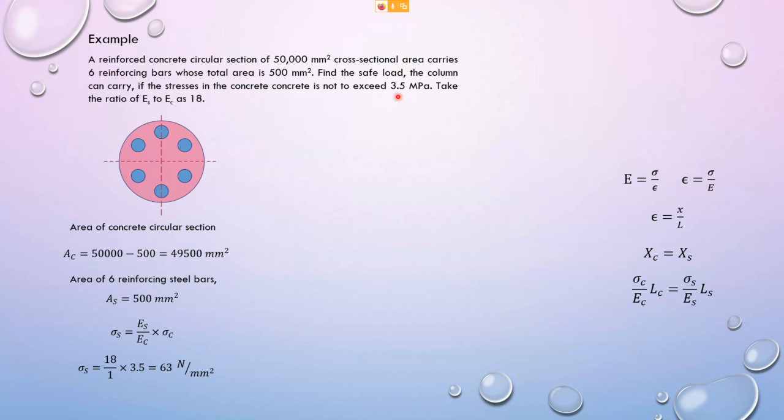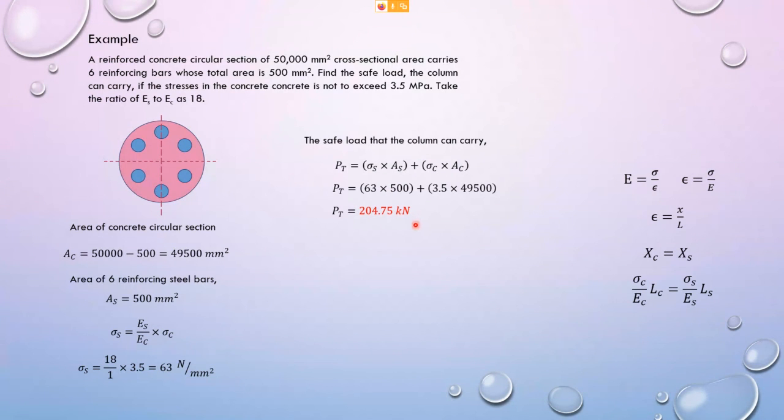For concrete it is 3.5. So we have to find the total load. So remember, we have the formula for parallel bar: total force equals the force for steel plus the force for concrete. You can replace the force for steel by sigma S times AS, and the force for concrete by sigma C times AC. We have known sigma S, AS, sigma C and AC. What we need to do is just substitute the values, and we can find the total force, 204.75 kilonewton. Okay, that's for this example.